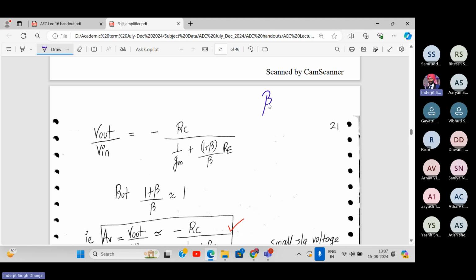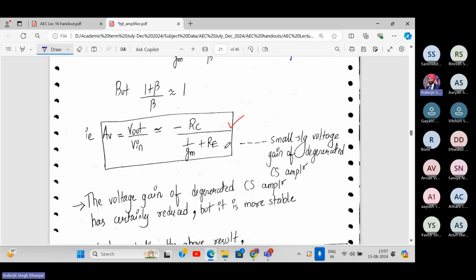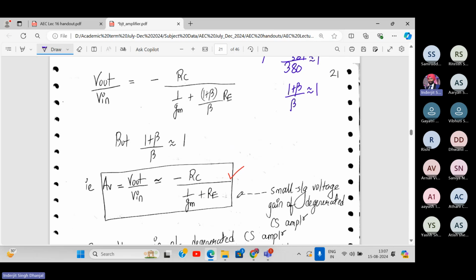Now normally beta is how much? Normally in the range of 350 to 400. So let's say 381 divided by 380, it will be very, very close to 1, right? Yes or no? So 1 plus beta upon beta, can we approximate as equal to 1 only? So that is what we have done. And we finally got this exact approximated formula: minus RC upon 1 upon gm plus RE. Did you get it?